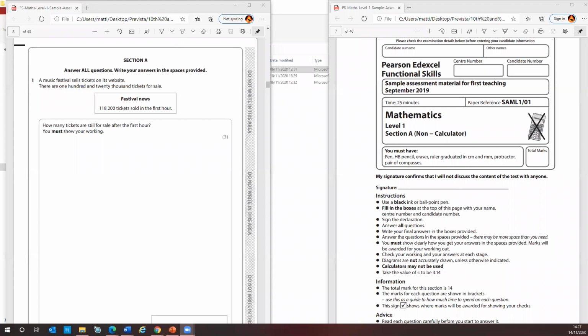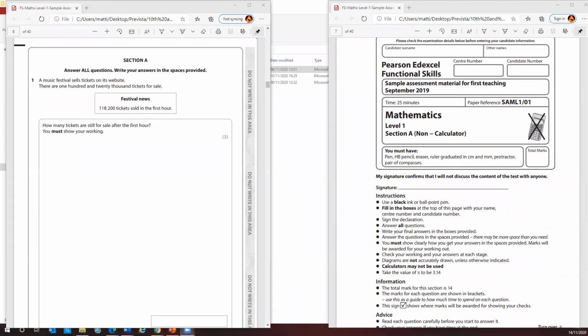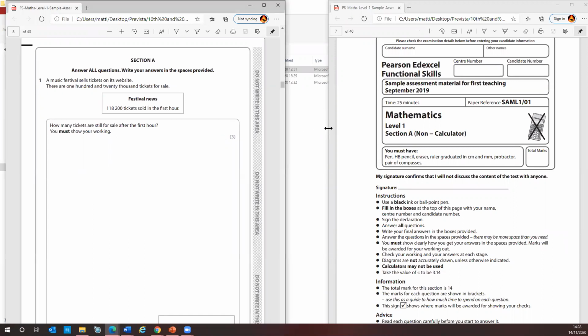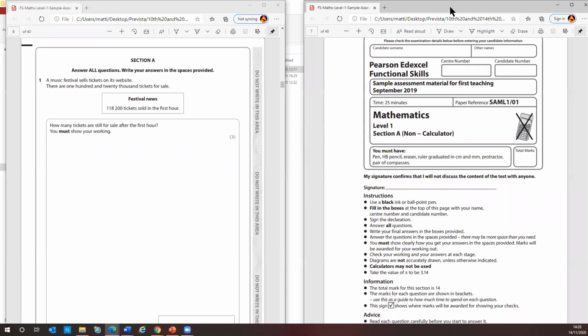So, we're going to have a look at this paper here, which is a Maths Level 1 non-calculator paper. There are quite a selection of these, so I'll get some of these up for you all to look at. These are things that you will have to get your mind around, particularly during the reform functional skills, because non-calculator questions are quite popular.